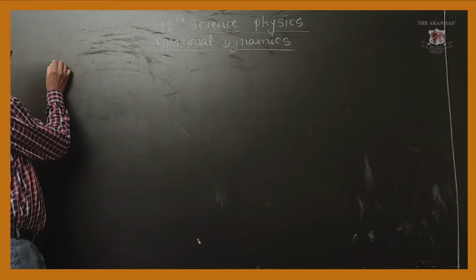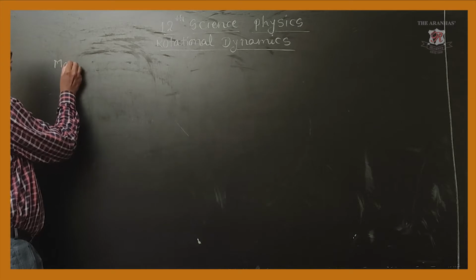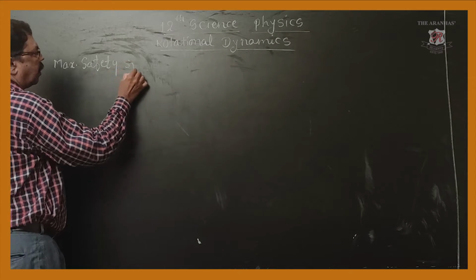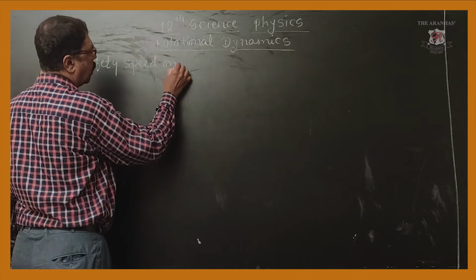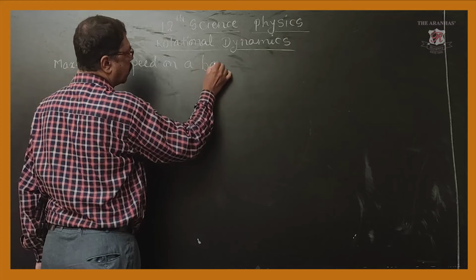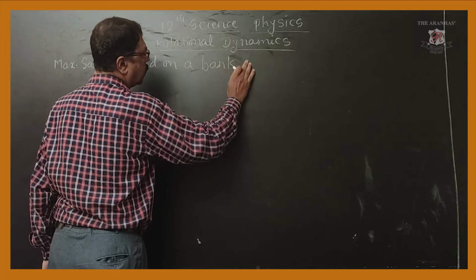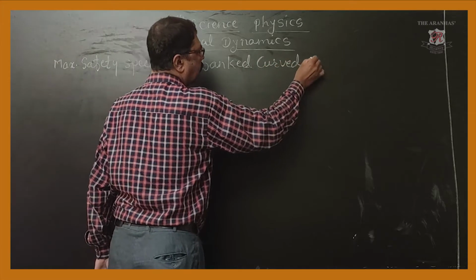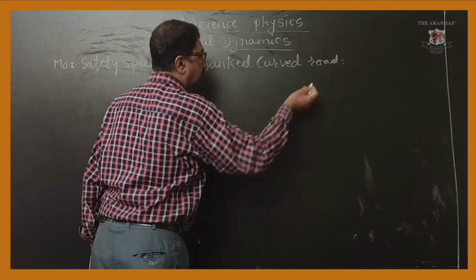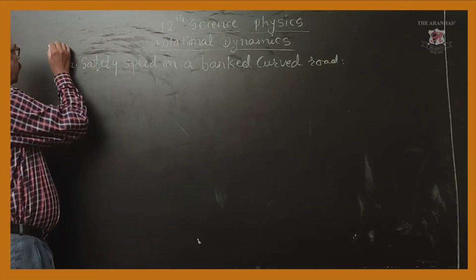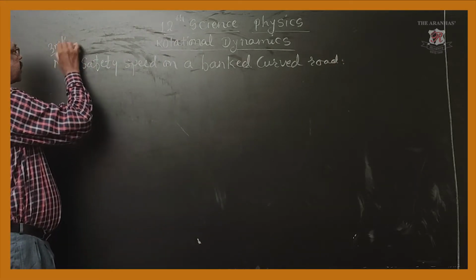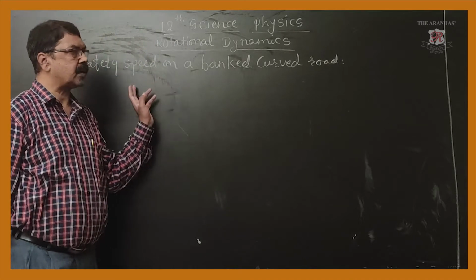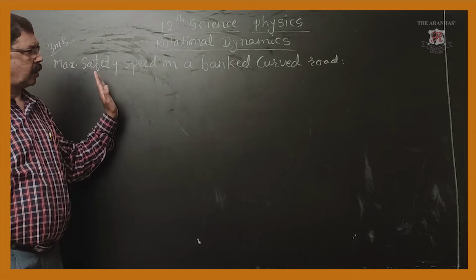So, we are going to find out maximum safety speed on a banked curved road. The question is worth 3 marks, many times asked in the board exam. In the previous syllabus, this was included. The previous derivation was not included.